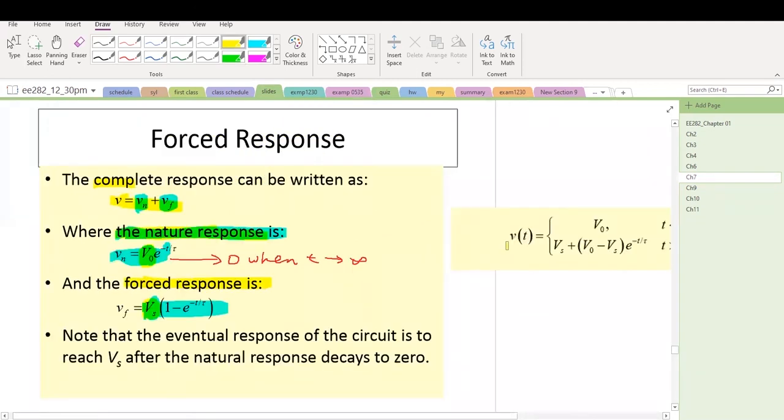In summary, there are two perspectives we can take on v of t when t greater than 0. The first is to look at the cause of the response. We look at the natural response, which is caused by the initial voltage on the capacitor. The other portion is the forced response, caused by the independent voltage source. So this is one perspective for looking at v of t.